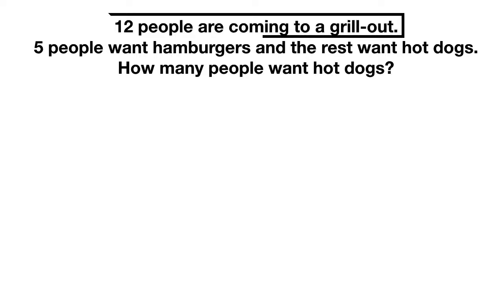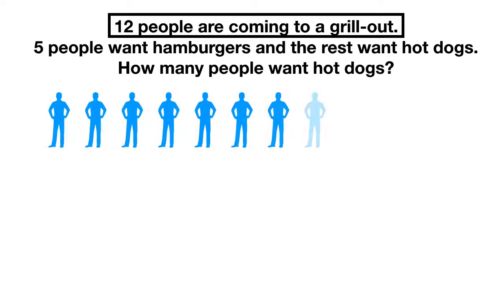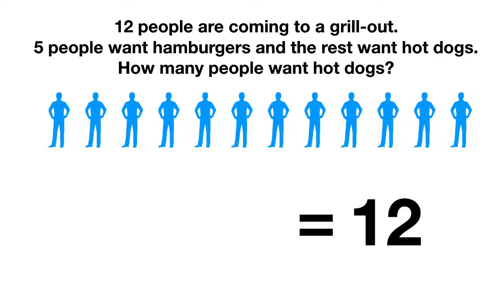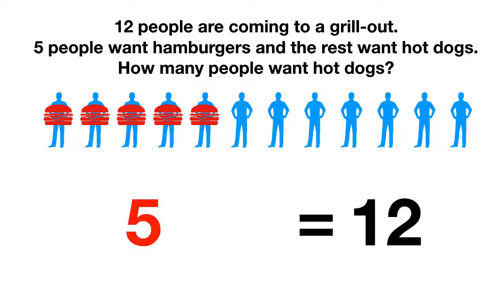Well, we know 12 people are coming to our grill out. We can picture them as 1, 2, 3, 4, 5, 6, 7, 8, 9, 10, 11, 12. We know the number of people will equal 12. Then we learn that 5 people want hamburgers. Well, we could show them as 1, 2, 3, 4, 5 people getting hamburgers. We'll put the number 5 into our number sentence.